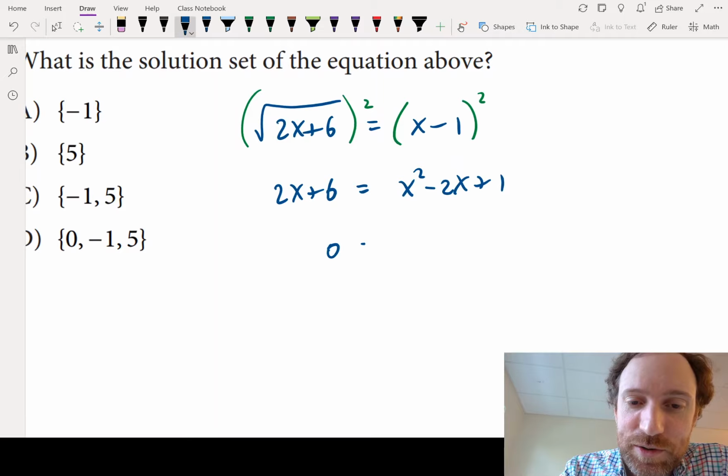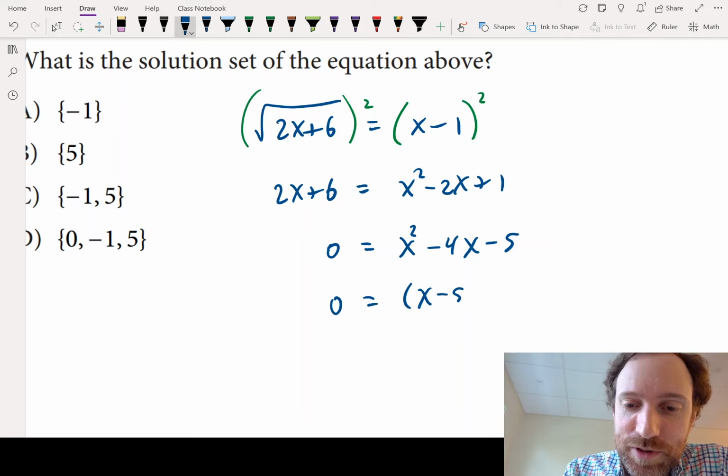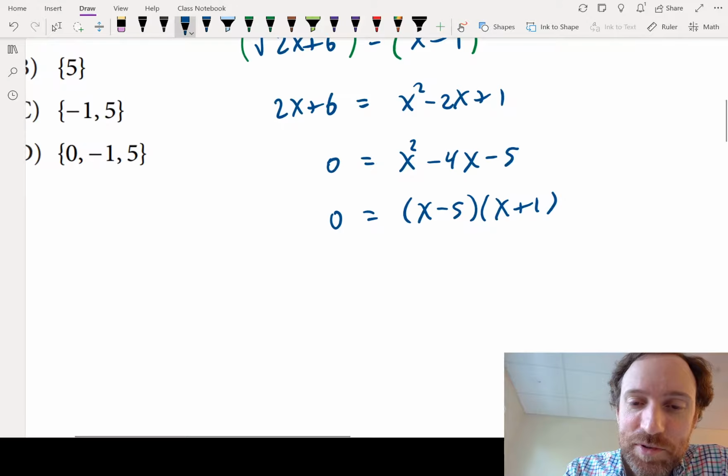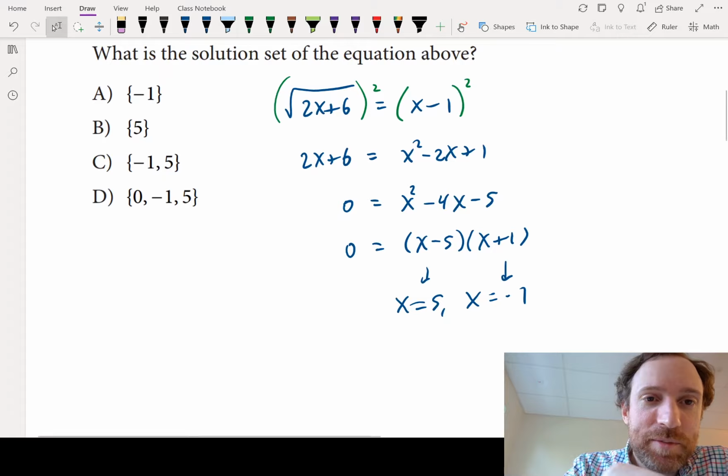And then this is a quadratic equation. We know how to solve quadratics. We're going to set it equal to 0 by subtracting. And then we can factor. Just doing our normal quadratic technique. And we use the zero product property. And we get x equals 5 and x equals negative 1. And so we pick C.